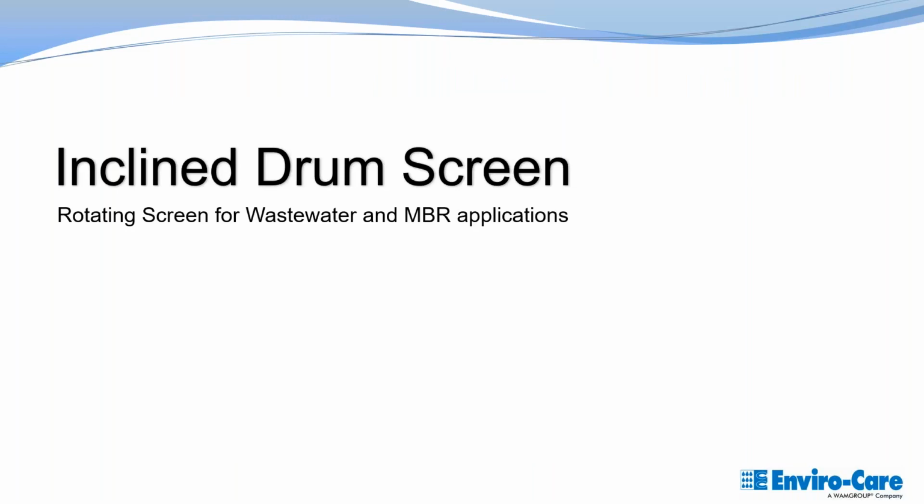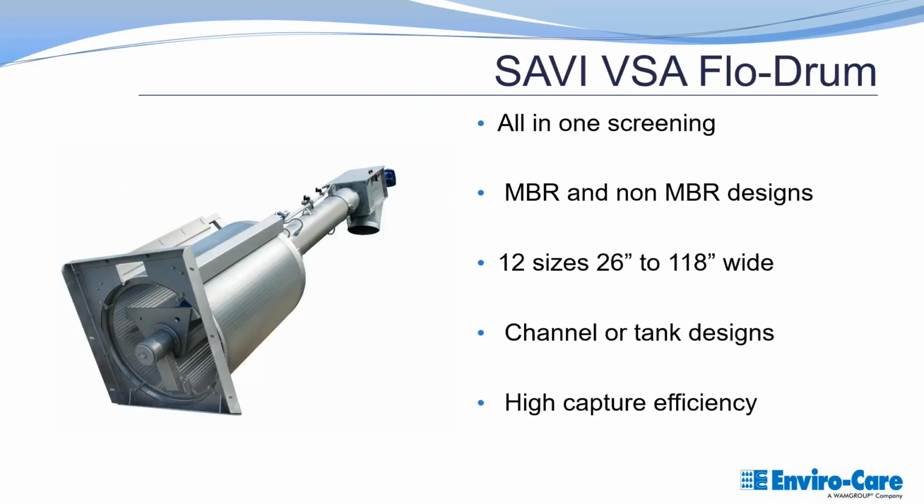Now moving on to incline drum screens. These are also perforated style screen, very high capture rate. The big variable on these is that drum size. You can have anywhere from a 2-foot diameter drum, a little baby drum, up to a nearly 10-foot diameter drum. So these can be used for a wide range of flows, from very small plants to very large plants.